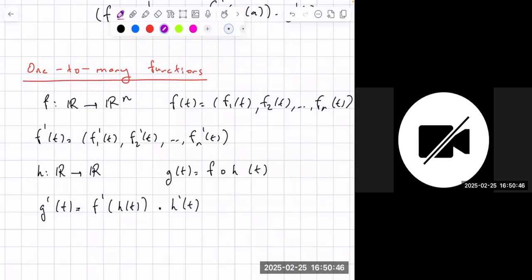Now I'm going from R. What is this G doing? H is going from one variable to one variable. Then F is going from one to many. So G is going from one to many at the end.